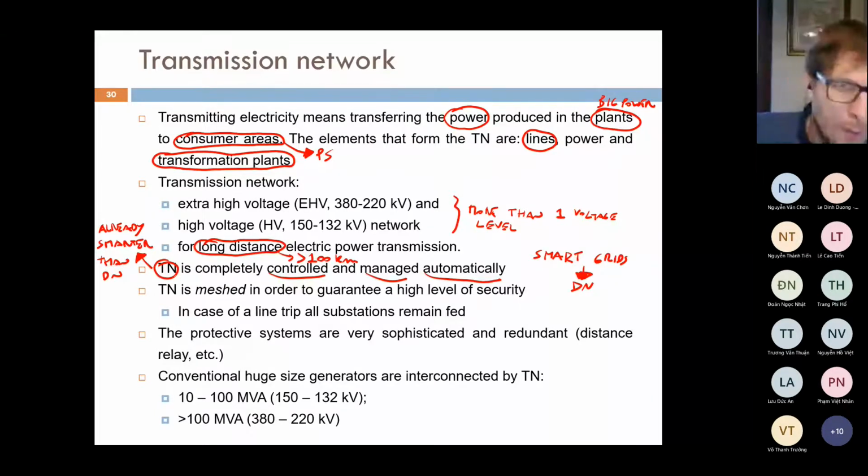And another characteristic of the transmission network is that it is meshed. What does it mean, meshed? Meshed refers to the topology, okay, of the transmission network, and having a meshed power system in general guarantees a high level of security, okay? So the more, it is not completely true, but the more the network is meshed, the more the network is reliable and resilient, okay? Meshed means that if you have a line trip, okay, all the substations, so all the customers, remain fed. So you don't see an interruption when you have a fault.